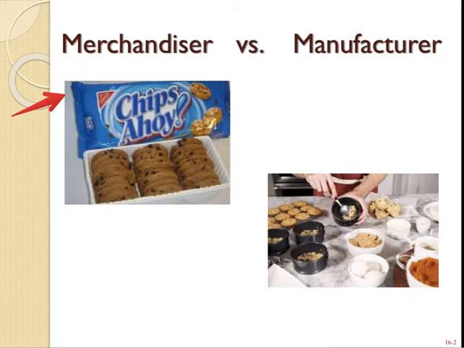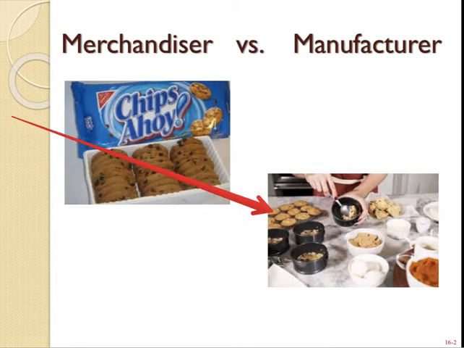Okay, so say you're a merchandiser such as Target, right? Target is selling these Chips Ahoy cookies. Well, Target didn't make these cookies. They bought them from Nabisco. They didn't actually make anything. But Nabisco, as the manufacturer, had to actually make the cookies, okay?